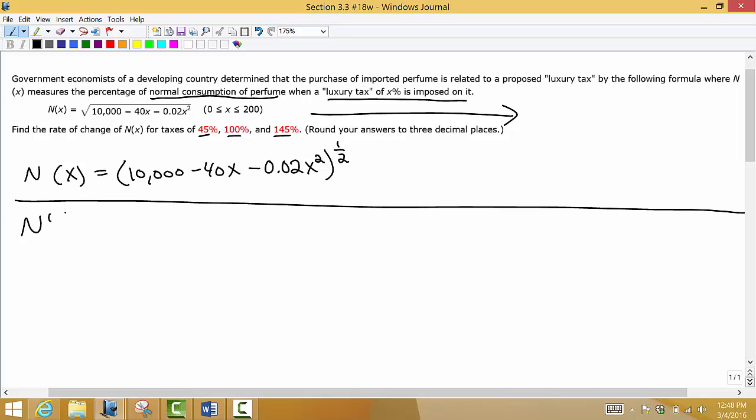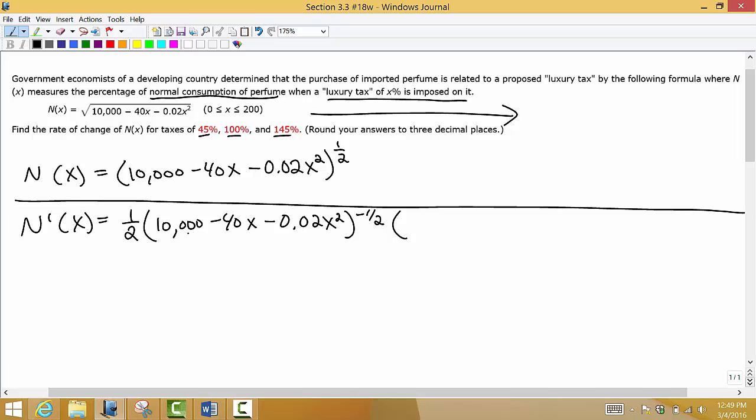So now I'm going to take the derivative of the function, and it's a bunch of terms raised to a power, so we're going to use the chain rule. So we're going to bring down our 1/2. I'm going to write down the terms of that inside function, and I'm going to subtract 1 from the exponent, which would be negative 1/2. And then we have to multiply by the derivative of the inside function.